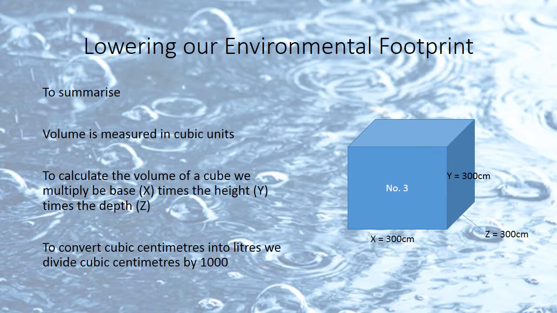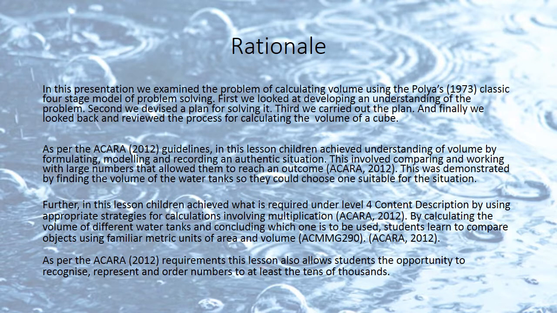Great work, guys. So to summarise, volume is measured in cubic units. To calculate the volume, we multiply the base times the height times the depth. In this instance, x times y times z. And then we convert cubic centimetres into litres by dividing cubic centimetres by 1,000. Great work, everybody.